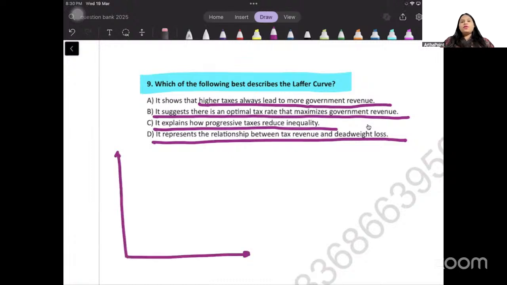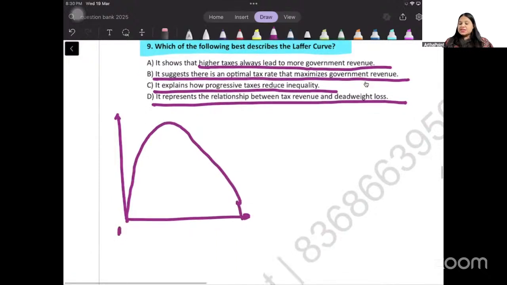Laffer curve, all of you have stated it correctly. The Laffer curve tells us what the optimal tax rate is. Basically, it says that as you increase the tax rate, government revenue will increase, but as you keep increasing the tax rate further, government revenue will decline. When the tax rate is 0 and when the tax rate is 100%, government revenue will be 0. So this is your Laffer curve, introduced by Arthur Laffer, right?